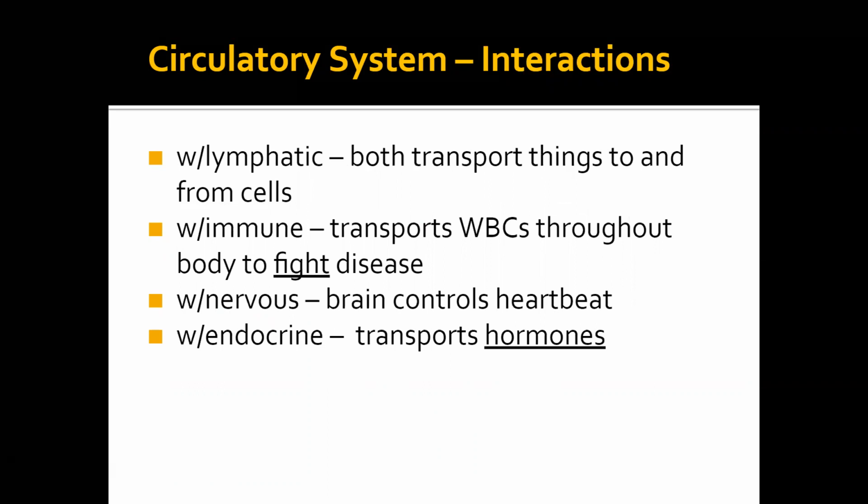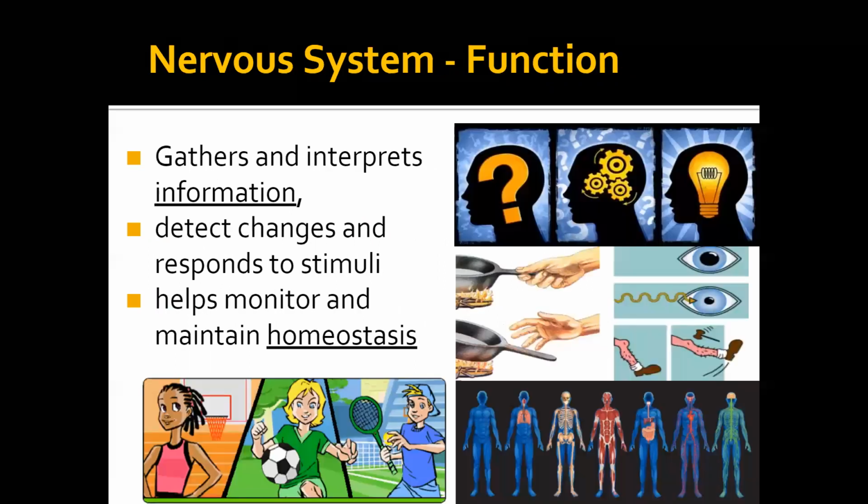The circulatory system is going to interact with the lymphatic system, both for transporting things to and from your cells. So your lymphatic system is another system of vessels, which again, I will talk about in a little bit. It's going to interact with your immune system, transporting white blood cells, that's what WBCs mean, through the body to fight disease. It's going to interact with your nervous system. Your brain is going to have control over how fast your heart is beating at any given time. And it's going to interact with the endocrine system to transport hormones around your body.